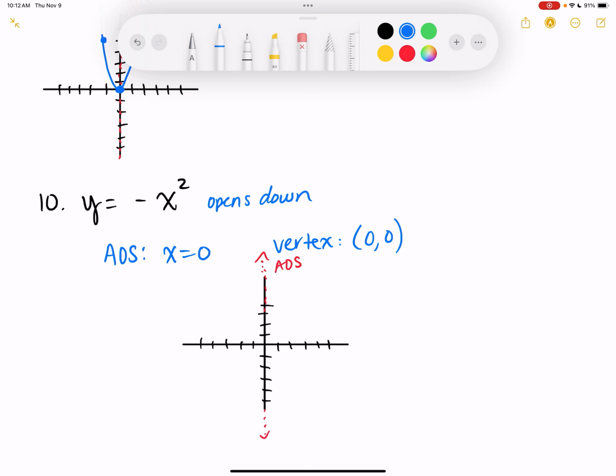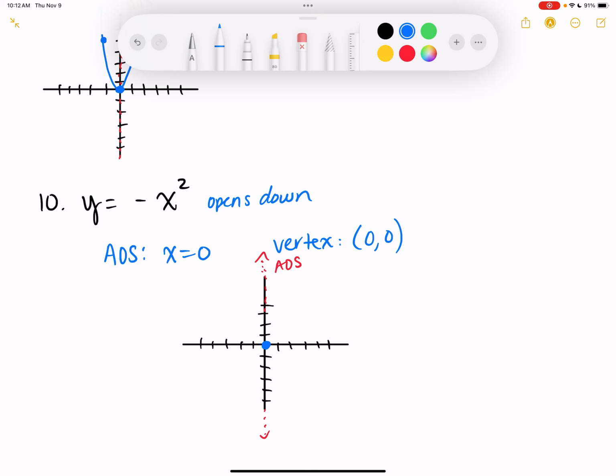My vertex is at 0, 0. Now I'm going to pick an x value to plug in. I always pick the easiest one. If 0 is an option, I'm always going to pick that because obviously that makes a lot of things cancel. But in this case, I already have 0, so I'm going to pick 1 because that's the next easiest number. So if I plug in 1 for x, what do I get? -1, because this is outside of the square, so it's not getting squared.